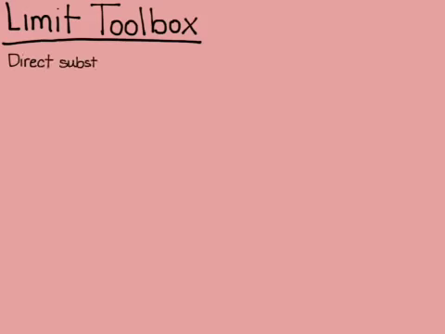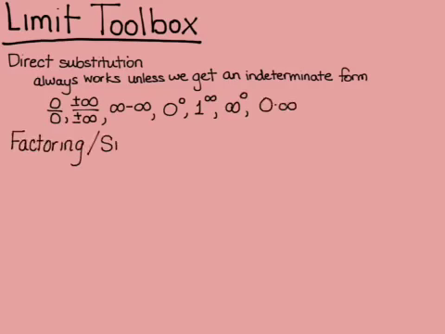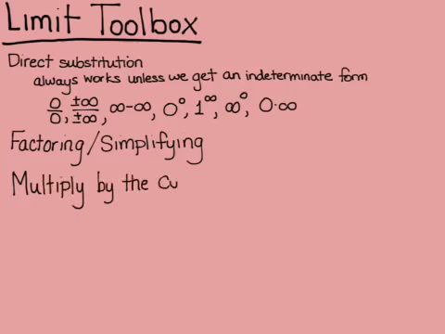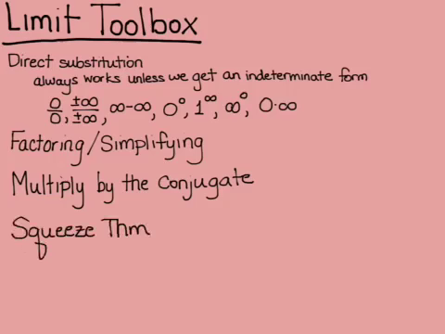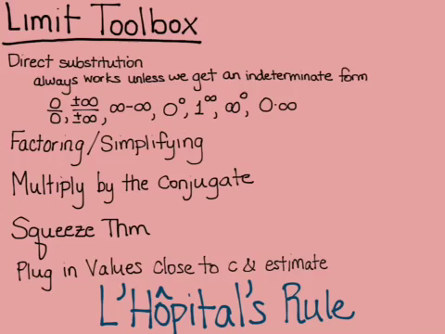So, going back to our limit toolbox, we always use direct substitution first because it almost always works unless we get one of our indeterminate forms. If direct substitution doesn't work, we do factoring and simplifying or multiplication by the conjugate. In very rare cases, we may need to use the squeeze theorem like we just saw. And in even rarer cases, when even the squeeze theorem won't work for us, we use the technique that we learned in the first video on plugging in values close to c and just estimating what the y value is. This unfortunately only gives us an estimate though. Later in the semester we'll learn one final technique, which is called L'Hopital's rule, which helps us take care of any other cases.